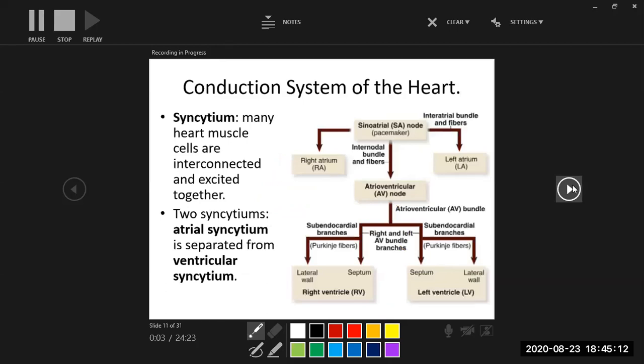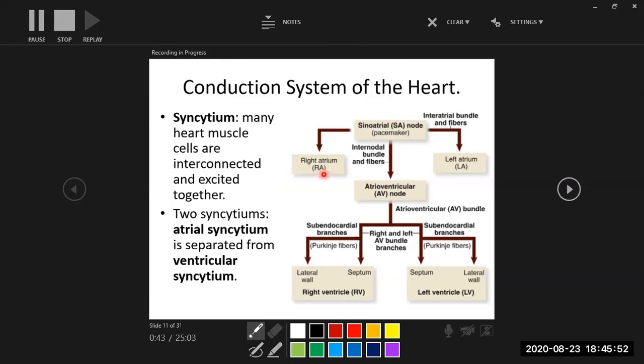Now, at this point, you should know that the contraction sequence of the heart is what we just said about signal conduction, and that conduction basically matches the contraction sequence. So when the SA node sends a signal to both left and right atrium, both contract together. It's because all these muscles are interconnected to each other and will be excited all together.